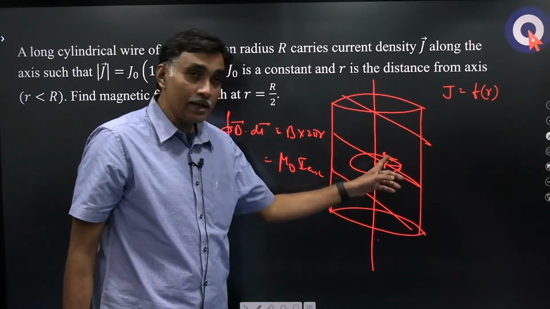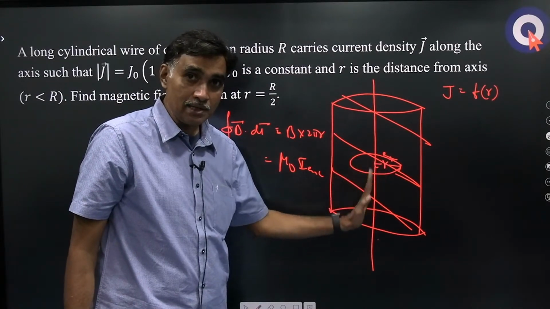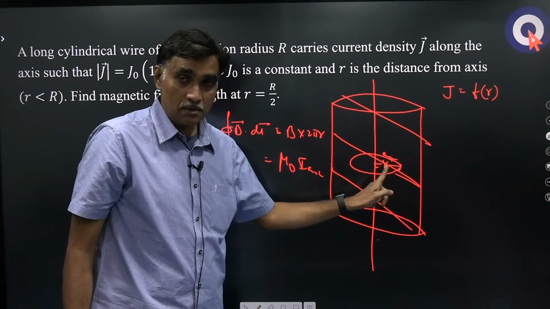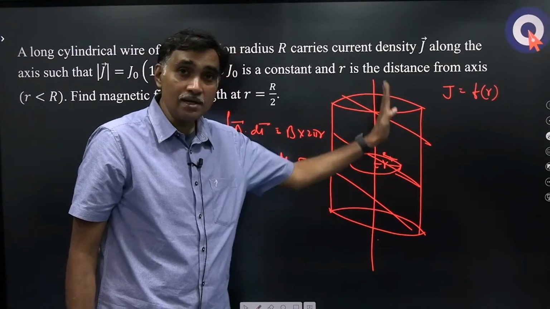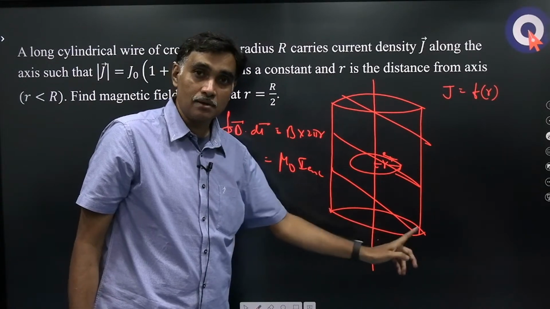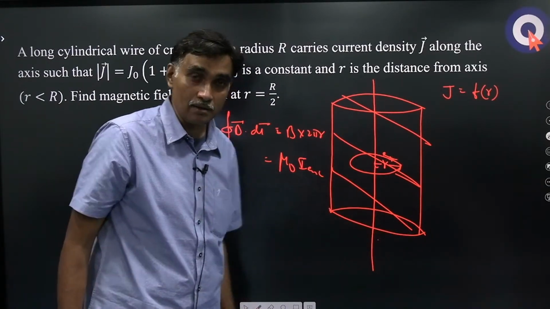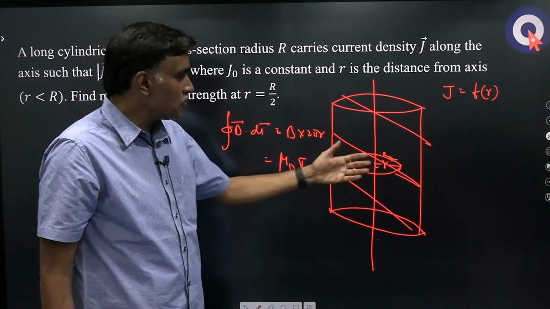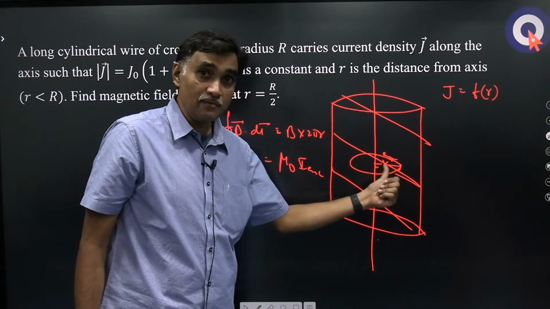How do you find the current enclosed within this loop? If current density is constant, then it is J into pi r square, where J is the total current across the cross section divided by pi capital R square, the cross sectional area of the cylinder. If they directly give J, it is J into pi r square if J is constant.